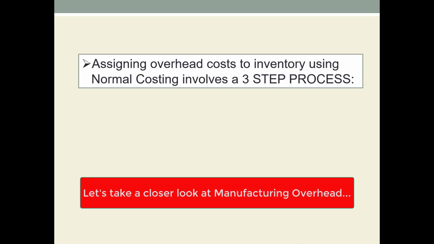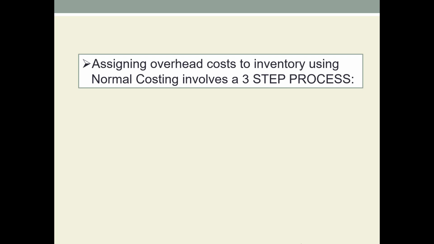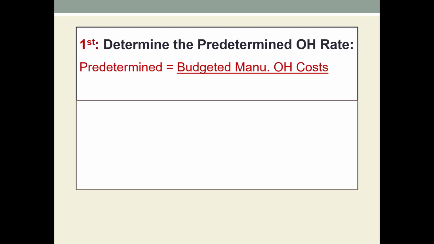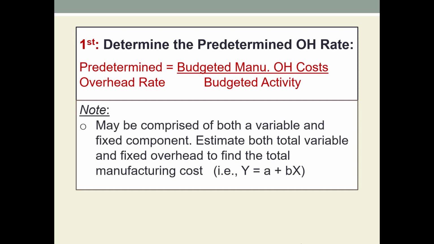Now, this assigning overhead cost to inventory is a three-step process. First, you calculate the predetermined overhead rate. We'll take our budgeted manufacturing overhead costs and divide by budgeted activity. Couple of notes about this.